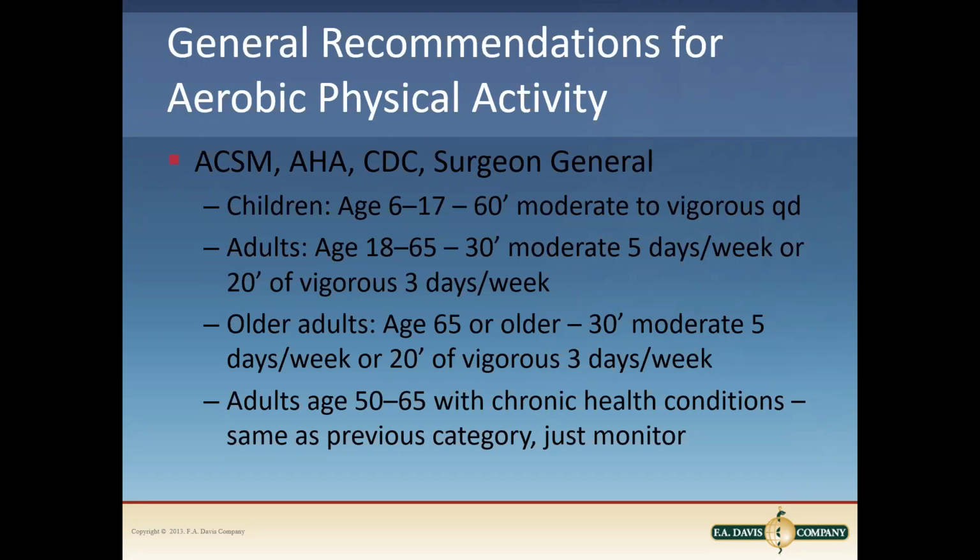Right? So the harder you work out, the less days a week you really have to, right? Older adults, so once you get 65 or older, I'm almost there, at least 30 minutes of moderate exercise 5 days a week or 20 minutes 3 days a week. Well, that looks awful familiar. That looks almost like adults. Well, it's because we don't differentiate between older adults and regular adults. Right? Now, when you're 50 to 65 with chronic health condition, you should ideally keep the same amount of level, but you may have to monitor and lower your intensity levels based upon what happens to your vitals, right?